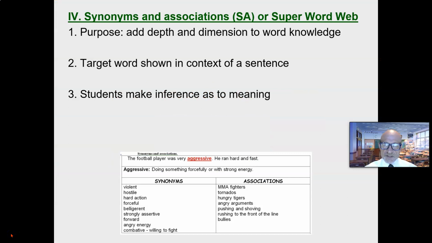The next one is synonyms and associations, or super word web, to add depth and dimension to word knowledge. First, the word is shown in the context of a sentence. Always you want to show new words in the context of the sentence. Very rarely should you show any word in isolation. Students make inferences as to what they think the word might mean.